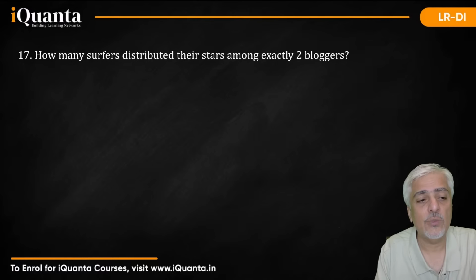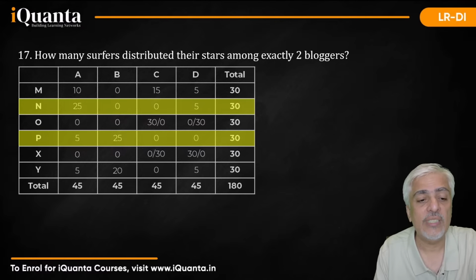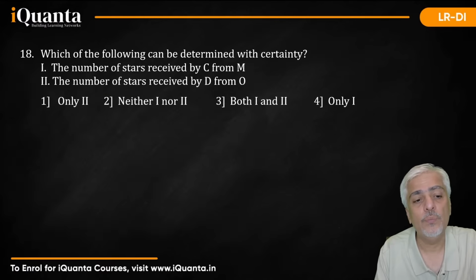Okay. Next one. How many surfers distributed the stars among exactly 2 bloggers? That means where were 2 zeros there? So N had 2 zeros and P had 2 zeros. Nobody else has 2 zeros. So therefore for exactly 2, the answer is N and P, 2.